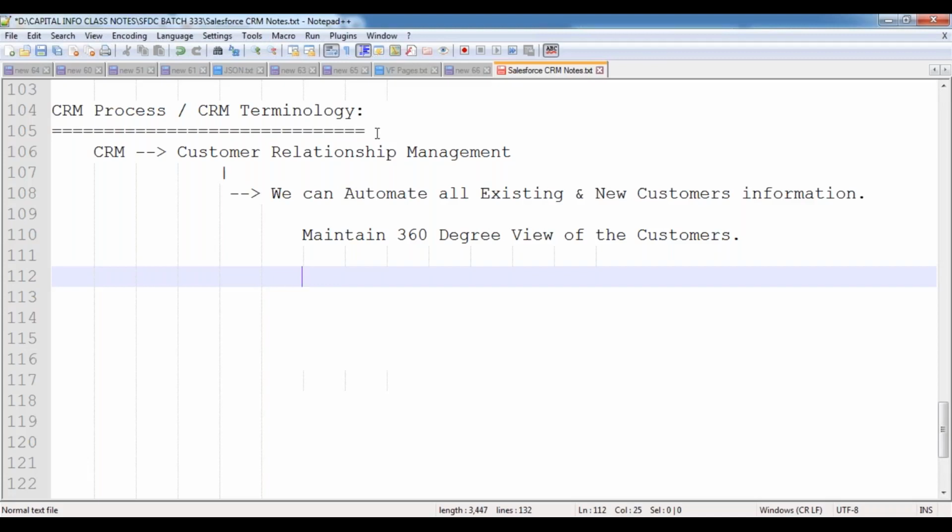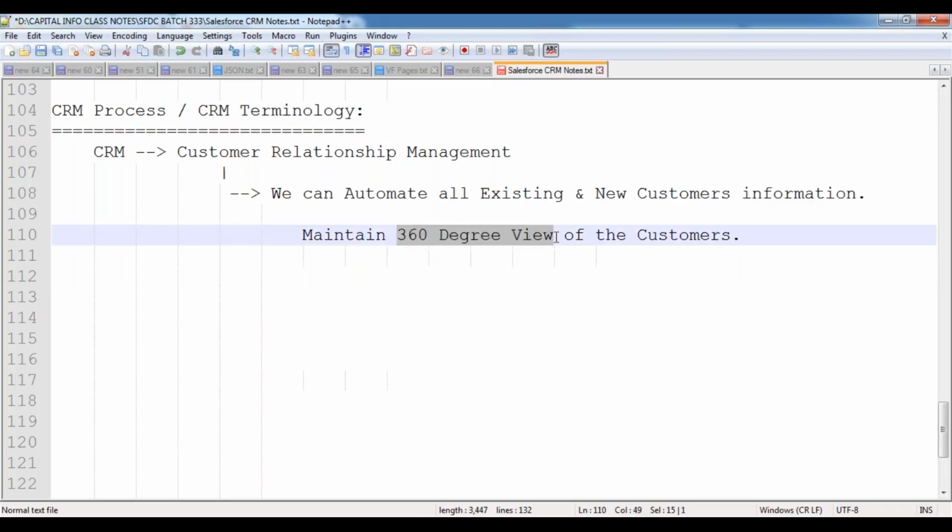Take a customer who may be my old customer, utilizing the product for almost 10 years. Now how many products has this customer purchased? How many times has he visited my organization? How much revenue have we generated from this customer? How much profit did we get from this customer? How many complaints has this customer raised? What kind of solutions, benefits, discounts and services have we offered to this customer? Everything we can track at one place by using this CRM application.